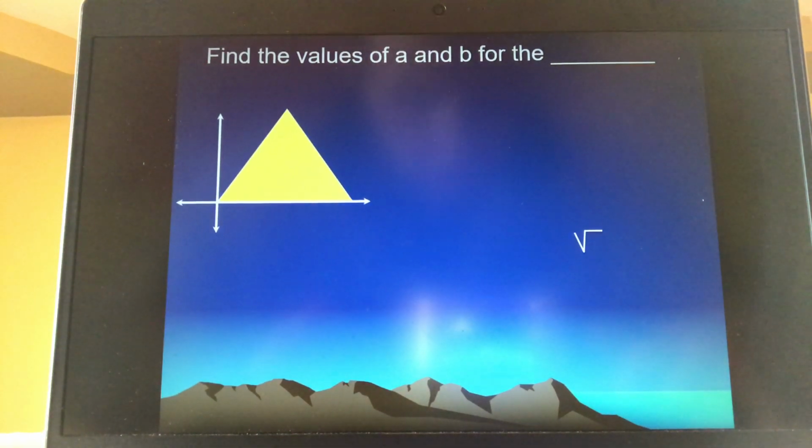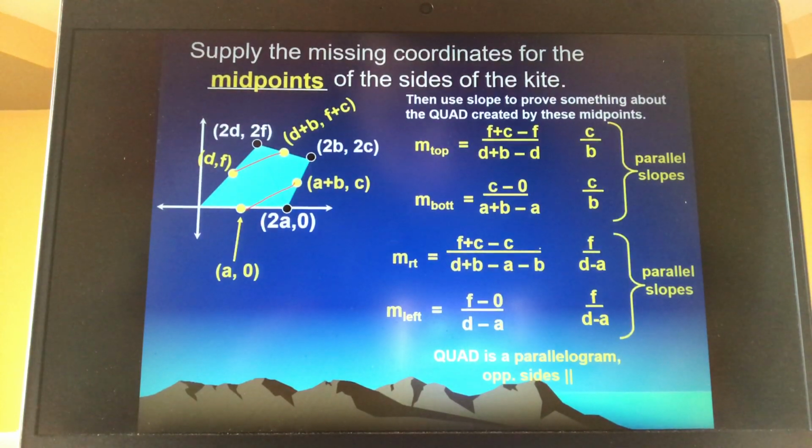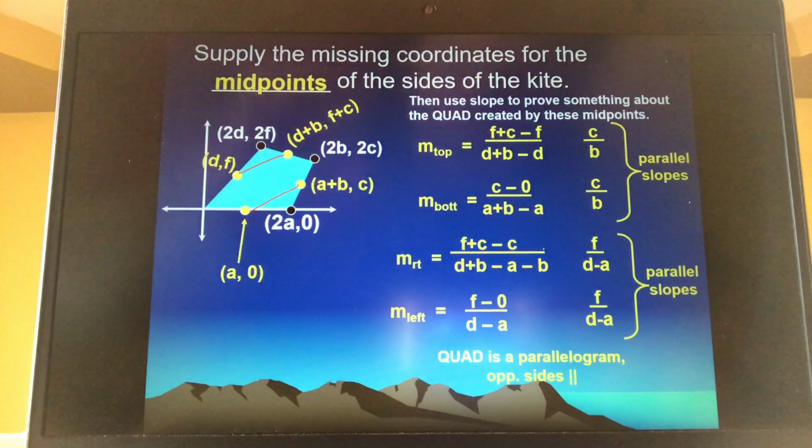Holy cow, I got so excited about that last one, that last proof. Man, that was fun. Wasn't that fun? Gosh, that was fun. Hopefully you got that idea. It's a parallelogram. We proved it.